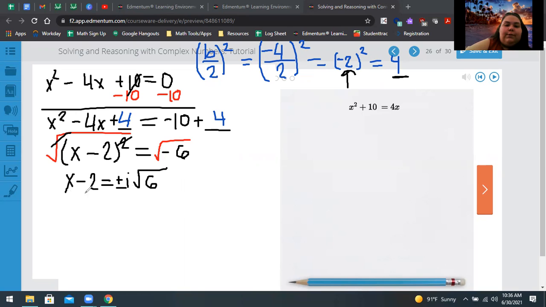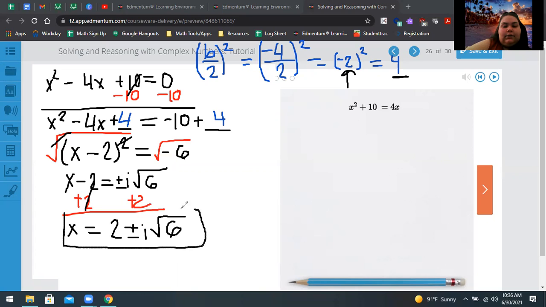I'm going to get rid of that minus 2 by doing the opposite, by adding 2 to both sides. And this is going to give me x equals 2. I'm going to keep the 2 in the front, plus or minus i square root 6. Which again is very similar to the answer that we got, or rather, is exactly the same answer as we got on slide 25 when we solved this equation using the quadratic formula.